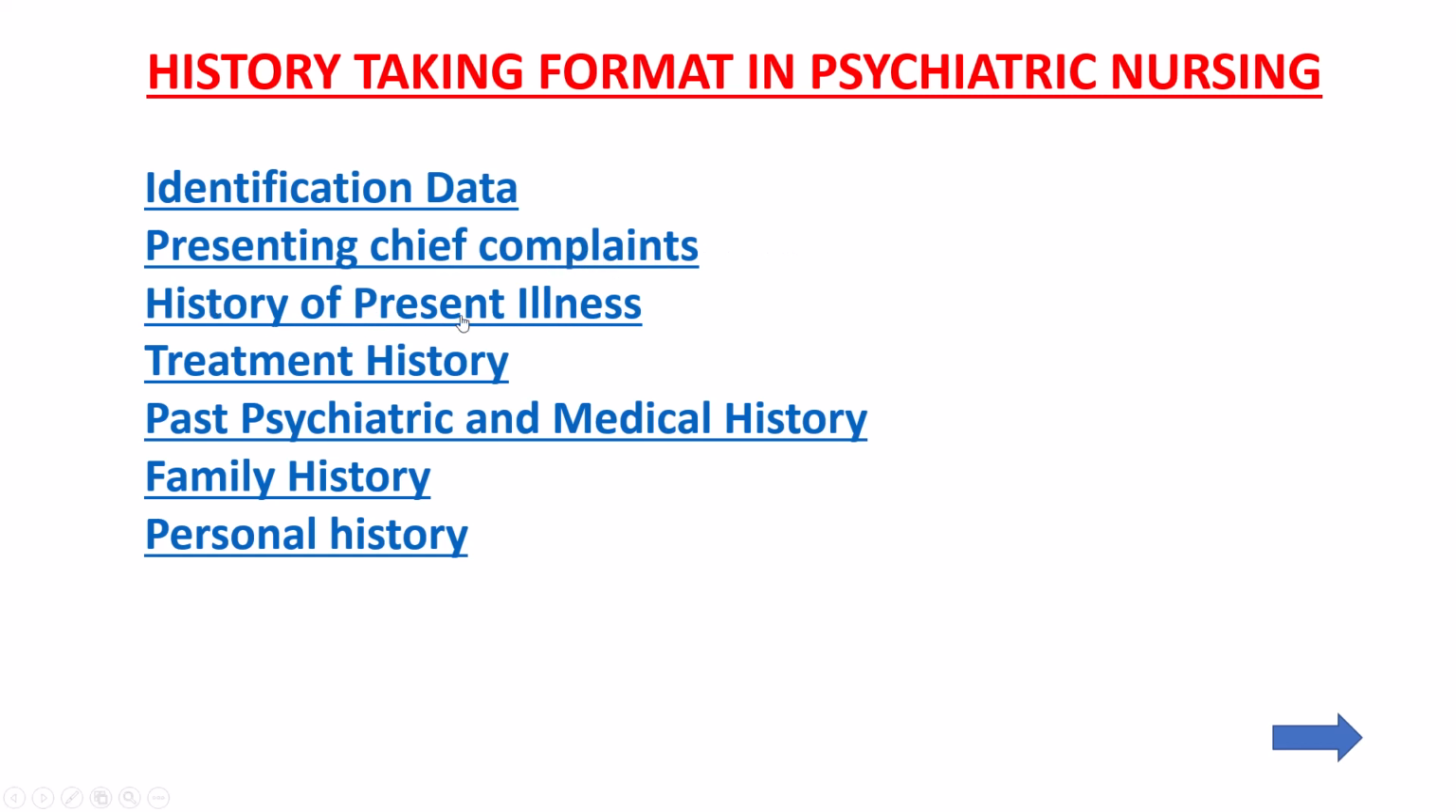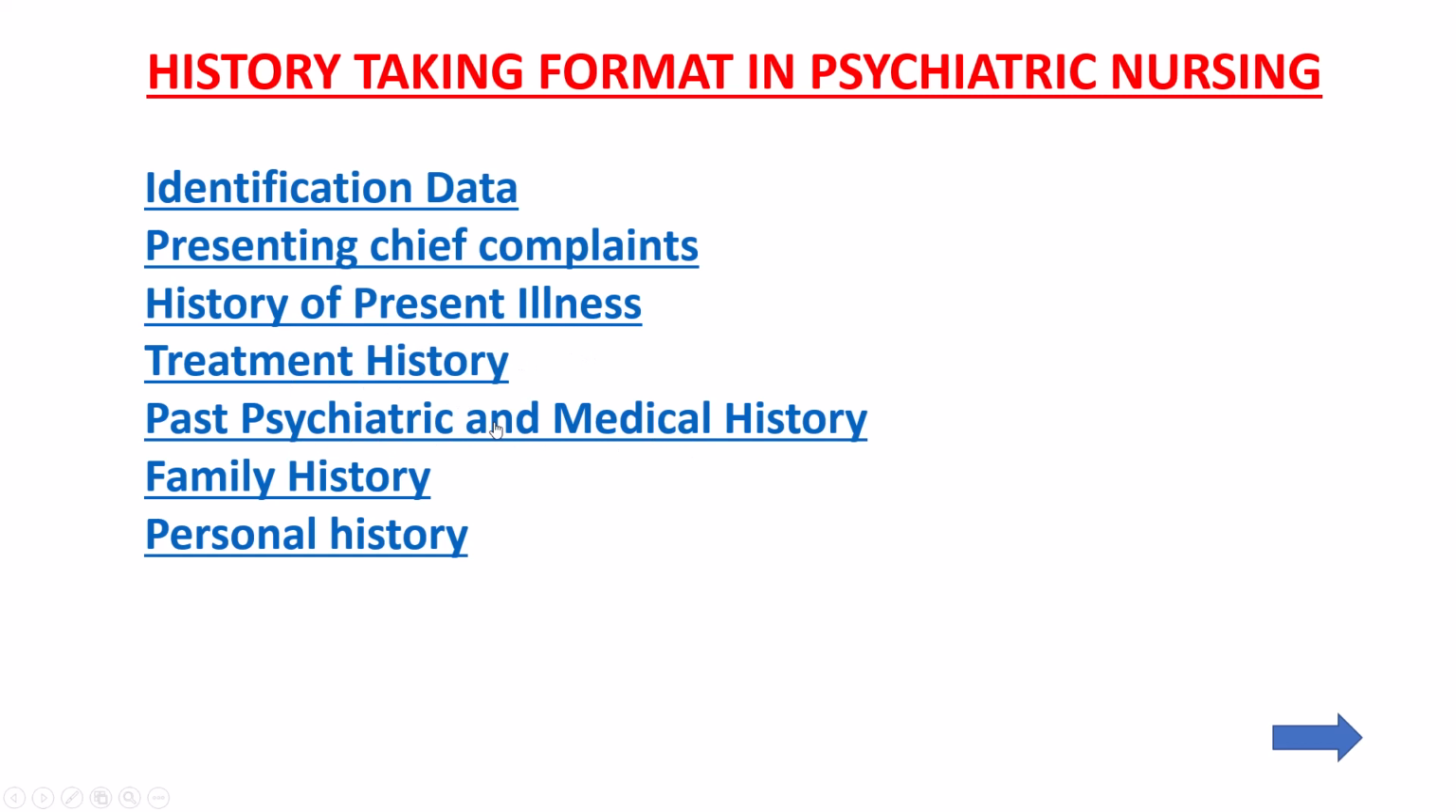History of present illness. What are the problems we can see in the patient now, that we have to collect. Treatment history. What are the treatments he is getting now? That also we have to write. And past psychiatric and medical history. It means before the current problem, if he was getting any treatment or any illness, maybe psychiatric illness or medical illness, whatever, that we have to collect and record here.